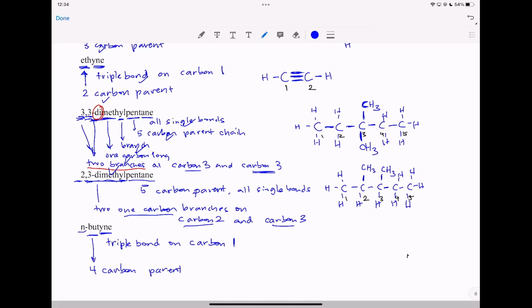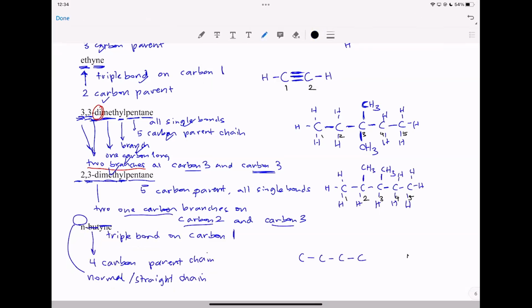And then what does that N mean? So the N means normal or straight chain. We looked at that at the very beginning in talking about the isomers. So that will not really affect the structure here. So in building this, we need a 4-carbon parent chain. So 1, 2, 3, 4, and then number those carbons 1, 2, 3, and 4.